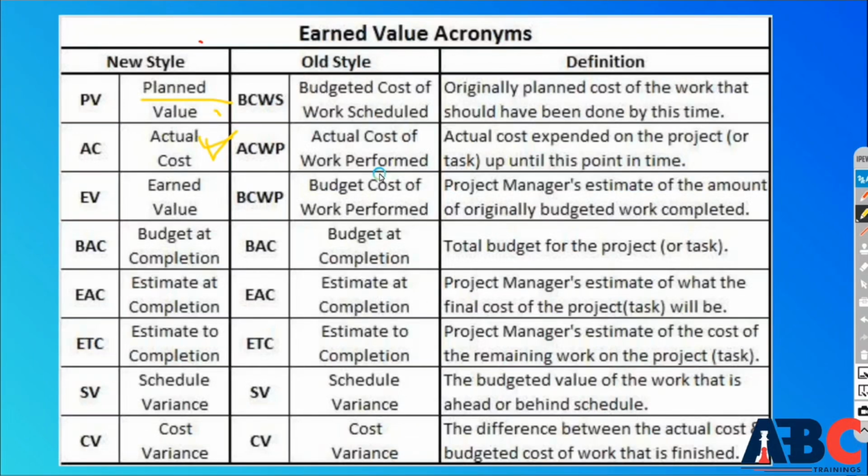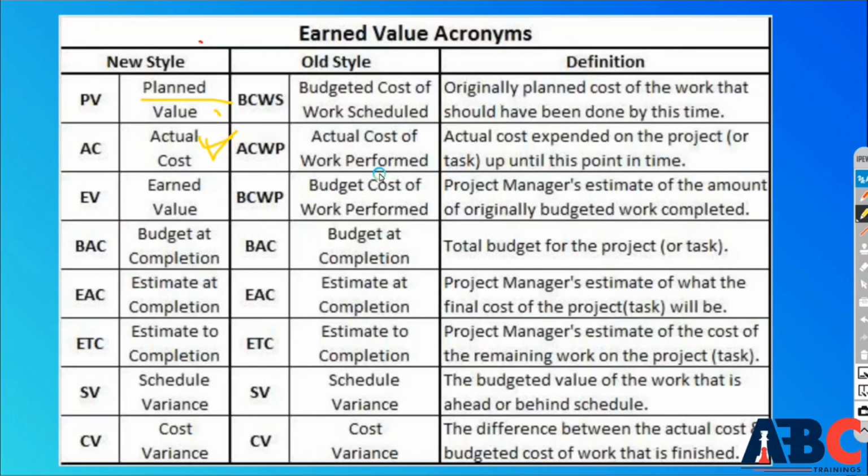Next comes earned value, which is represented by EV. EV is BCWP, budgeted cost of work performed. Means the project manager estimated the original cost. Means the budgeted work calculated, not planned. Planned is different, and the project manager calculates or estimates it.